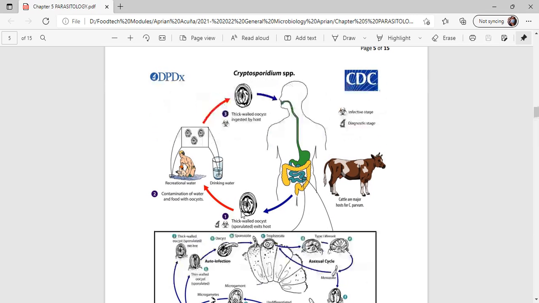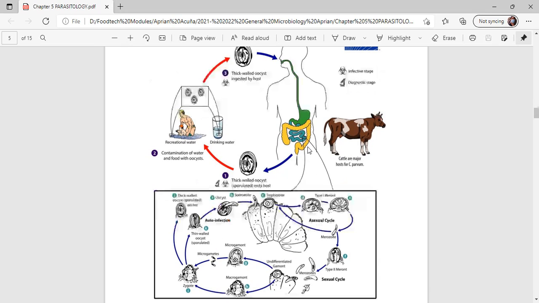Here you have the foodborne species. Okay? Start at number 1. Just follow the flowchart. So, thick-walled oocyst. Okay, oocyst is its first form. It is sporulated in the host. Then it contaminates water, either drinking water or recreational water such as pools. It will infect you through water contaminated with oocysts. Then the thick-walled oocyst is ingested by the host, so it goes into your body.